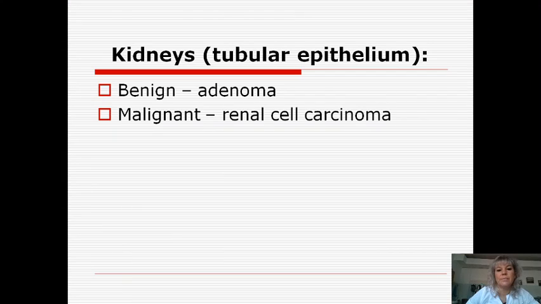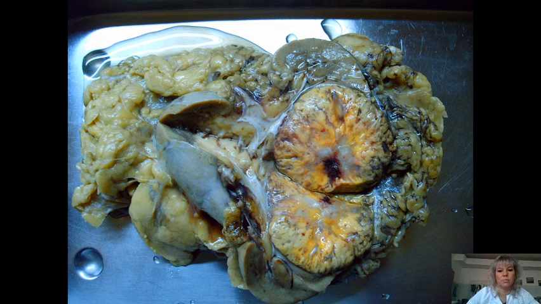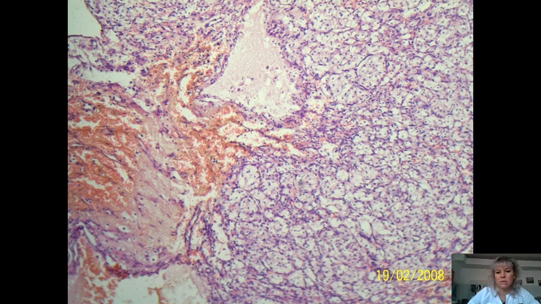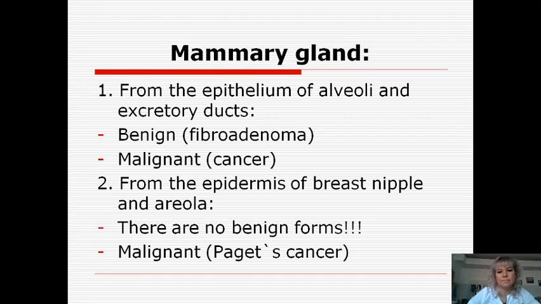In the kidneys, the epithelial region has tubular epithelium. Benign has the name adenoma and malignant, renal cell carcinoma. In this photo you can see renal cell carcinoma. It has different colors, round form and growth into the surrounding tissues. This is clear cell renal cell carcinoma with presence of fats and yellow color.